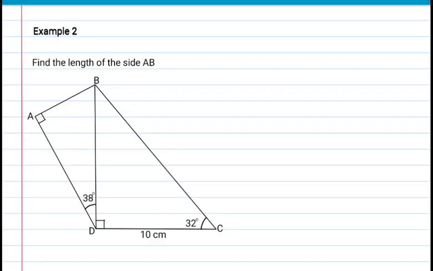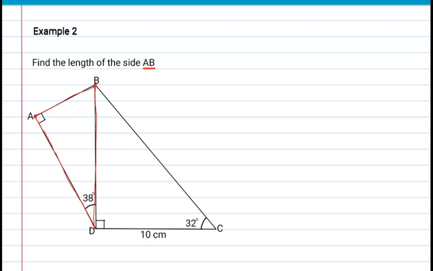Now going to example number 2, we have a scenario where we are asked to find the length of the side AB. So we go to our side. Here is A, here is B. You can see this is the side which we are asked to calculate. This side can only be calculated using this triangle.